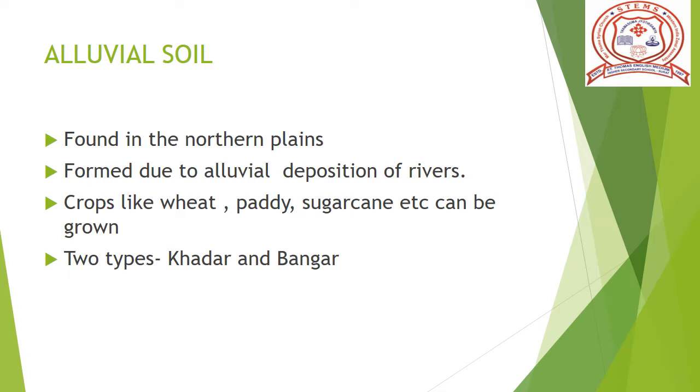Crops like wheat, paddy, sugarcane, jute, cotton, maize, oilseeds, etc. can be grown. There are two types of alluvial soil, Kadar soil and Bengal soil. Kadar soil is the newly formed alluvial soil and Bengal soil is the old alluvial soil.